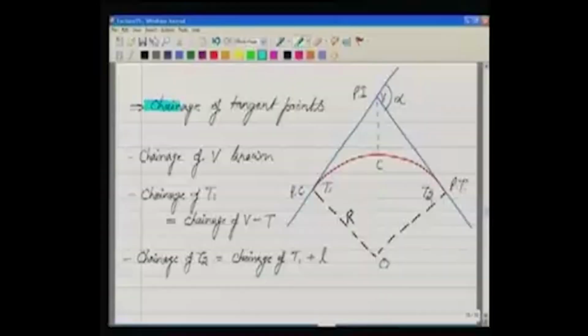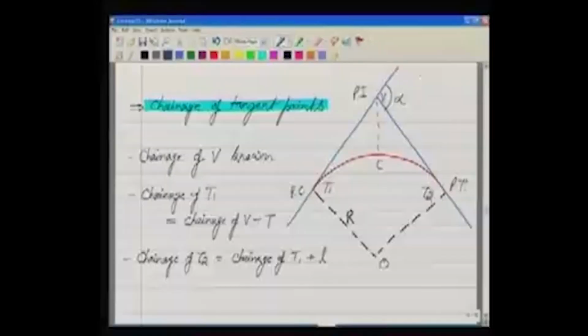Now some additional things, and these are the chainage of tangent points. Before we discuss this, what is the meaning of chainage? As we discussed in our first few lectures when we were talking about the chain, when you measure distance using a chain, we can say, for example, there are 5 chains and 10 links. If the chain is 30 meters and each link is 20 centimeters, that means a certain distance. This is how distances are recorded.